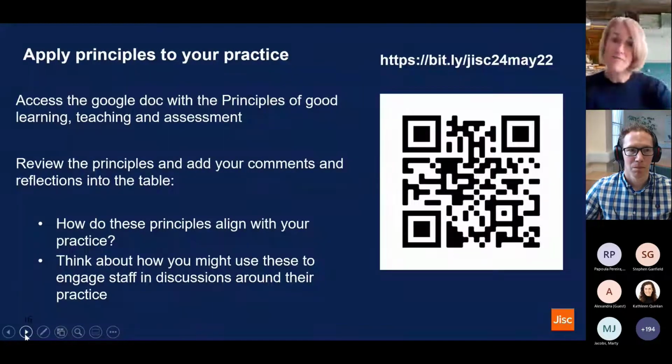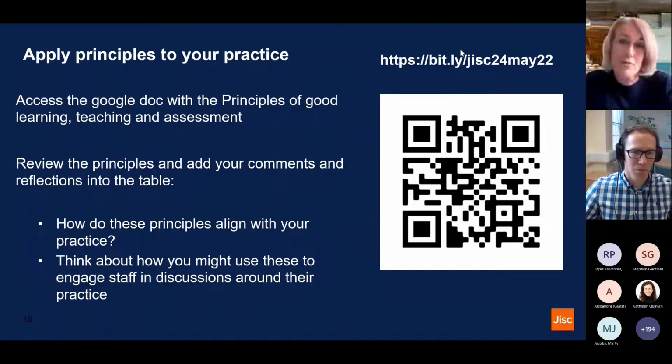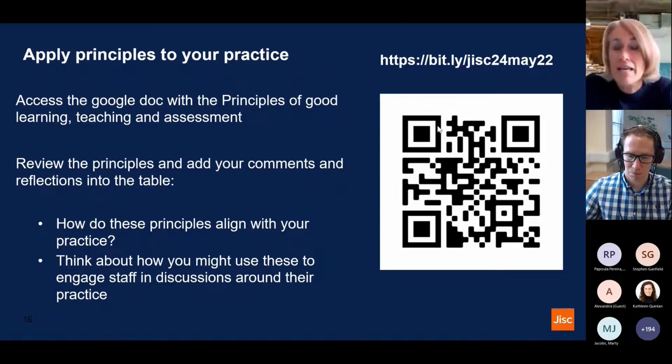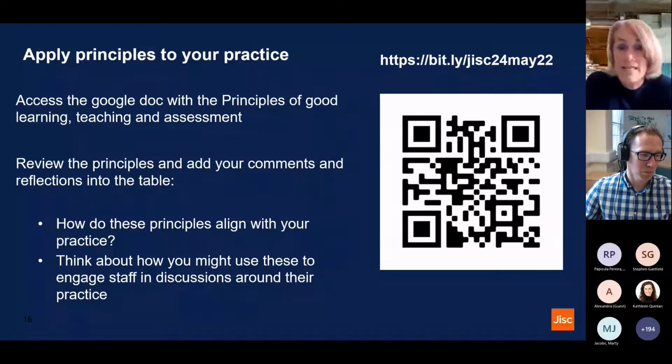So I hope that's given you a little taster of those principles. Again, I will put this link into the chat in a moment, but we have a Google Doc there with those principles in and some examples of how you can put those principles into your practice, but also giving you an opportunity of thinking how that aligns with your areas and how you might use these in developing and supporting effective practice with your colleagues.